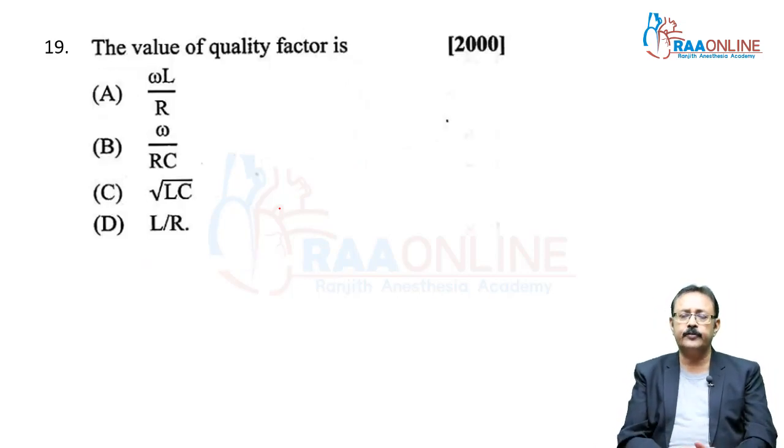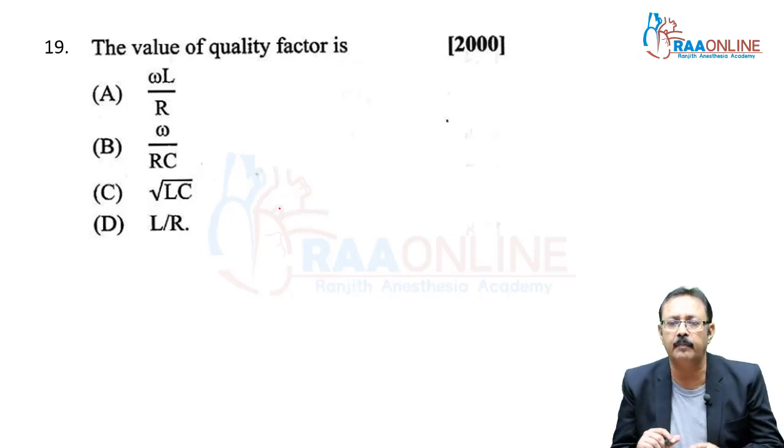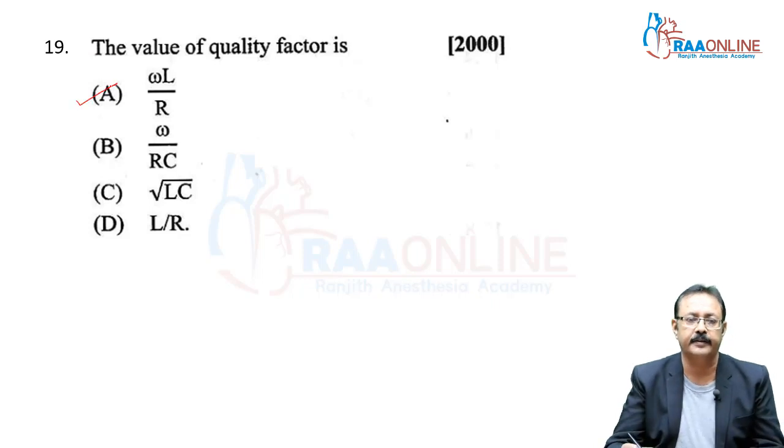19th, it is from 2000 AIPMT. The value of quality factor is, quality factor we are saying to be omega L upon R. So option A is correct. Omega L by R is known as quality factor.